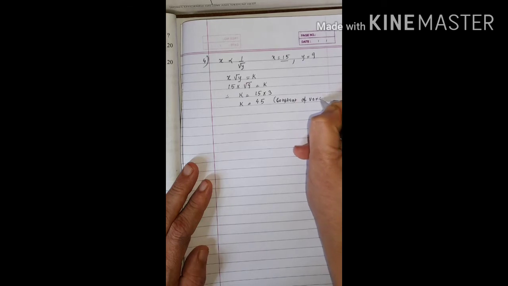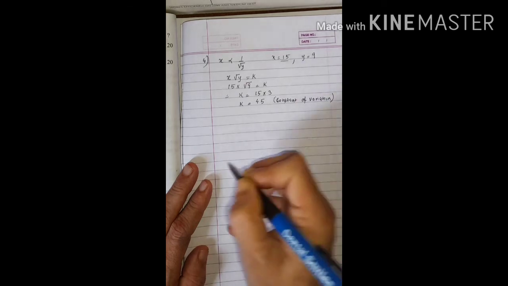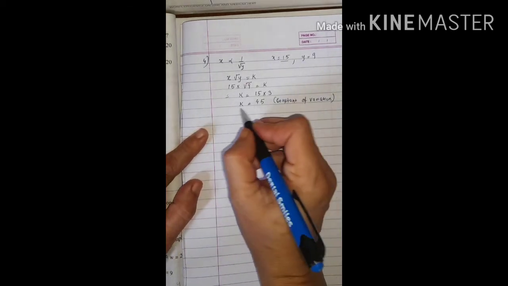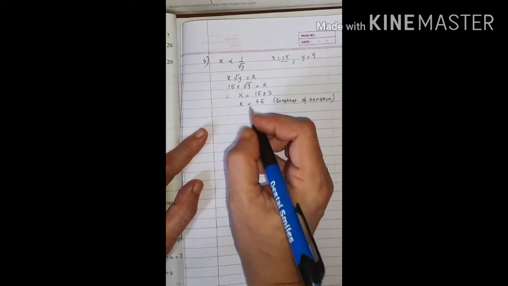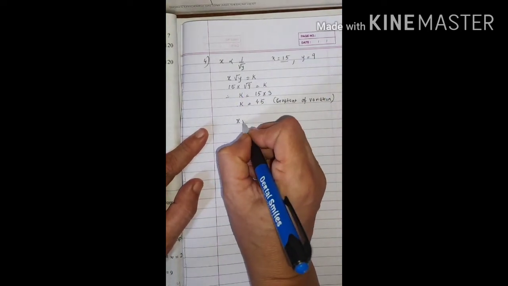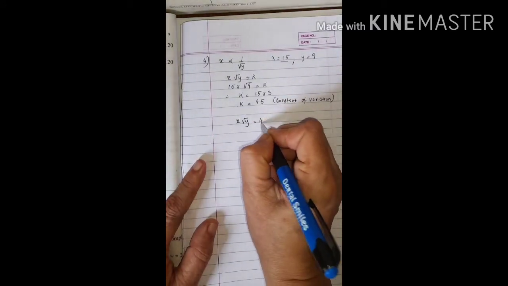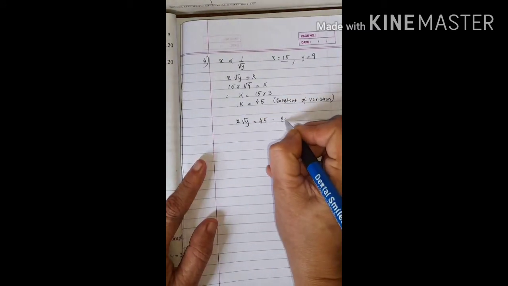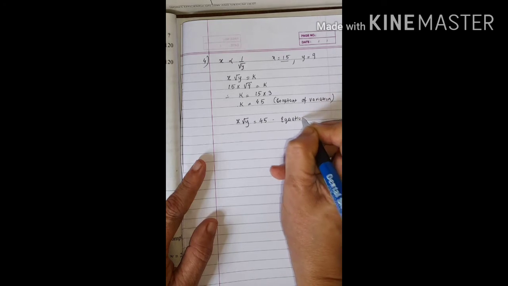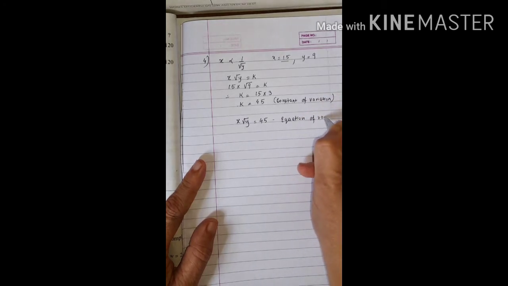This is the constant of variation, right? Now we will write the equation of variation. We put the value of k in this. So we get the equation of variation as x into root y is equal to 45. This is the equation of variation.